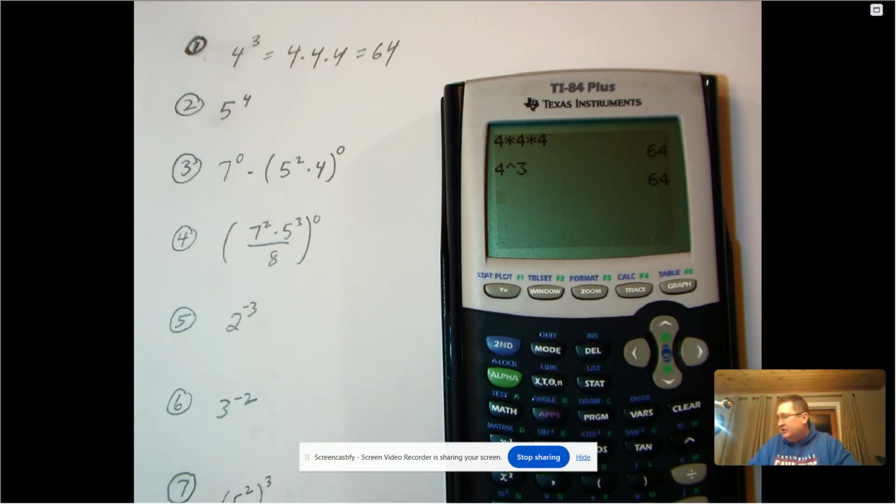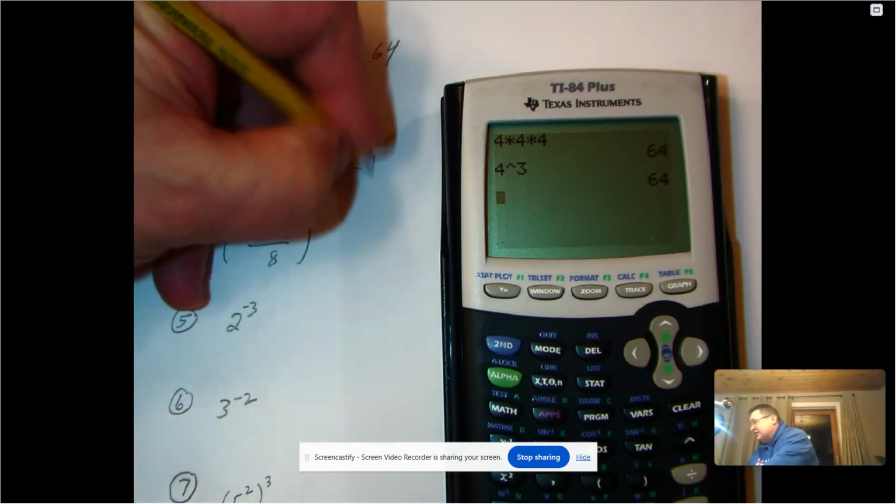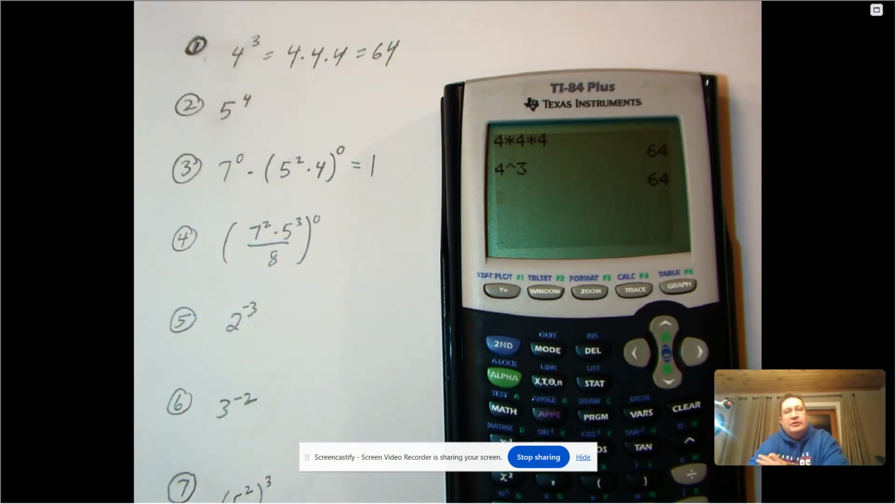Number 3, we have 7 to the 0 power, and then times this quantity of 5 squared times 4, but to the 0 power. You might recall that anything to the 0 power is equal to 1. So the answer to number 3 is 1.